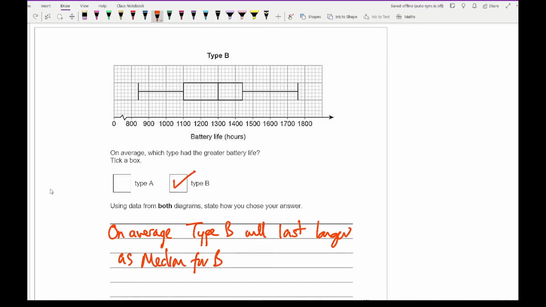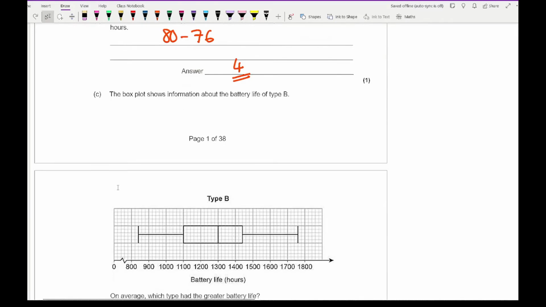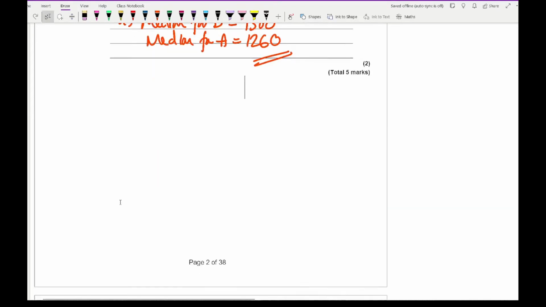for B equals 1300 and the median for A, and if I just go up to A to find out where the median was, so the median is at 40, so I go up to 40, as soon as it hits the curve, project downwards, and I make that out to be 1260. So I can just write 1260 there. So you can see it's got a high median. Let's write that a little bit neater. And it is 1260. And that should be enough for the 2 marks.